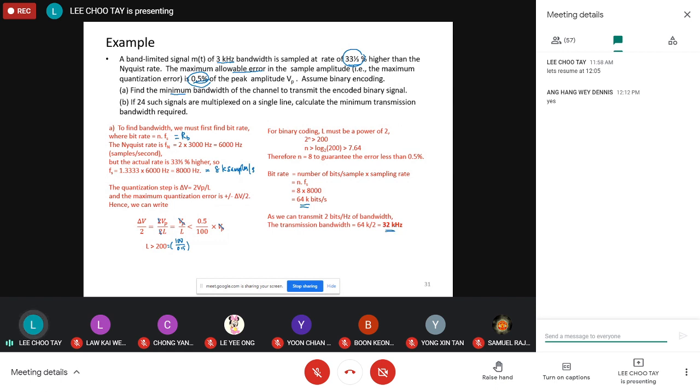So for bandwidth, the unit of measurement is always hertz. The bit rate is always in bits per second. Okay, then that's for part A.